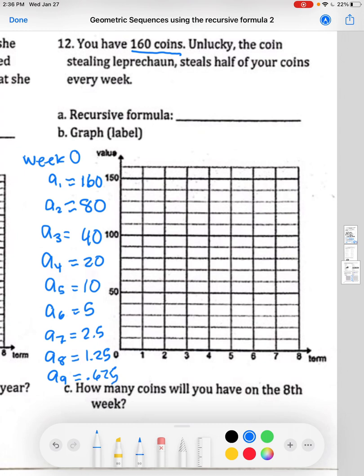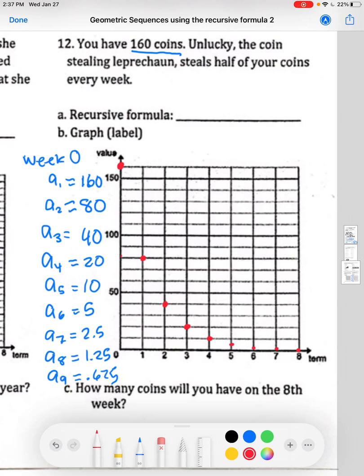Let's go ahead and graph this. I'm going to graph our points in red. So week 0, which is our first value, is 160. Week 1 becomes 80, 50, 60, 70, 80, right there. 40, 20, 10, 5, 2.5, 1.25, 0.625.